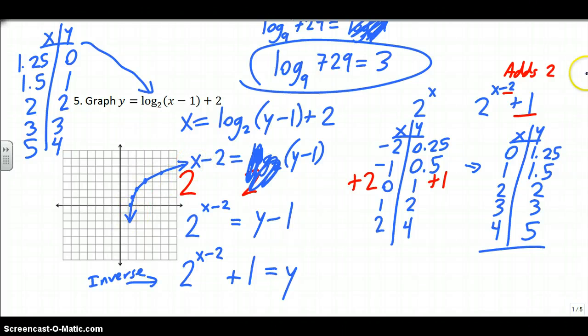Alright? I think, honestly, this is the hardest one on the test, simply because there's so many steps you have to do. You have to do the inverse, you have to get y by itself, you have to make a t-table, then you have to shift it, then you have to flip it back. I feel like there's just so many steps there.